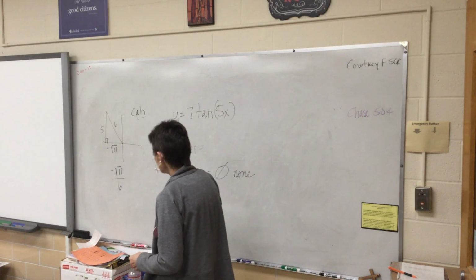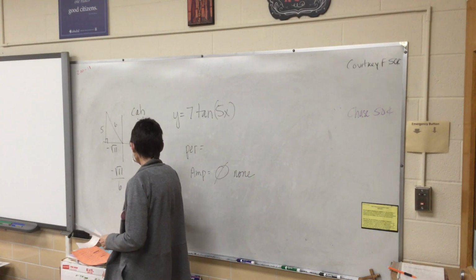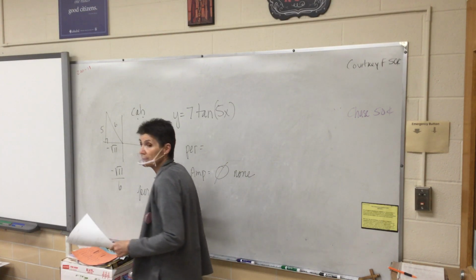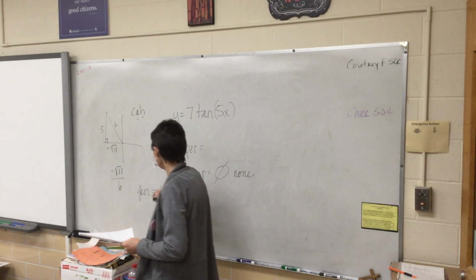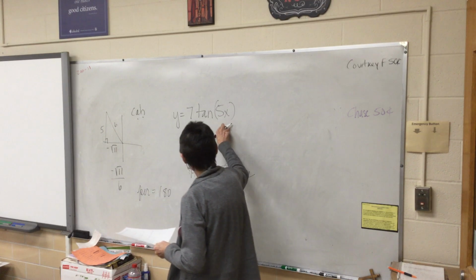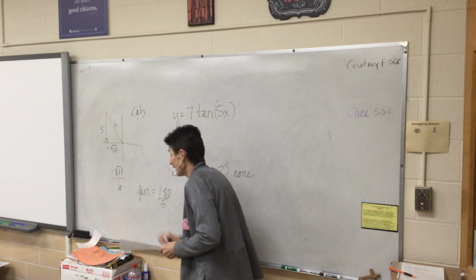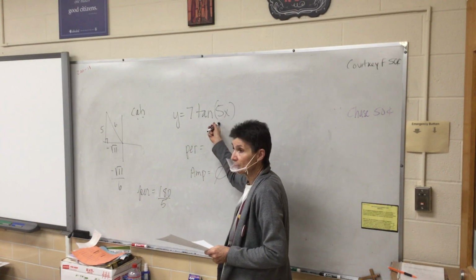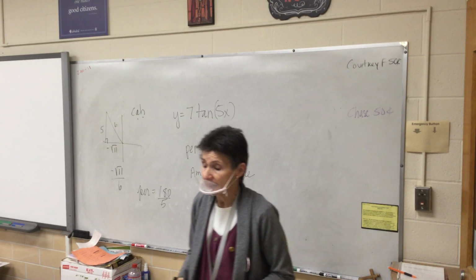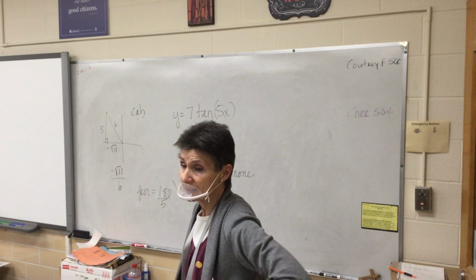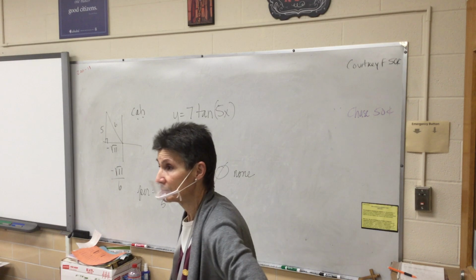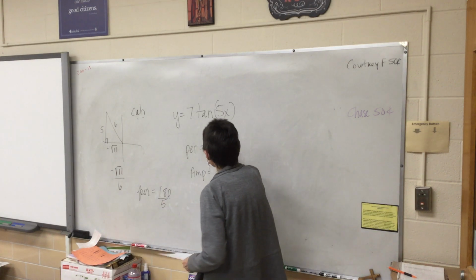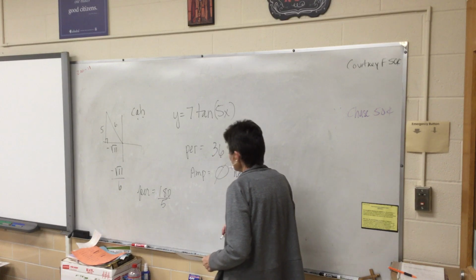Well, what is the normal period of the tangent? 90. Actually, it's 180. The normal period is pi, 180. This one is going to be divided by 5. This number divides the period. So 180 divided by 5 is 36. So the period's 36 degrees.